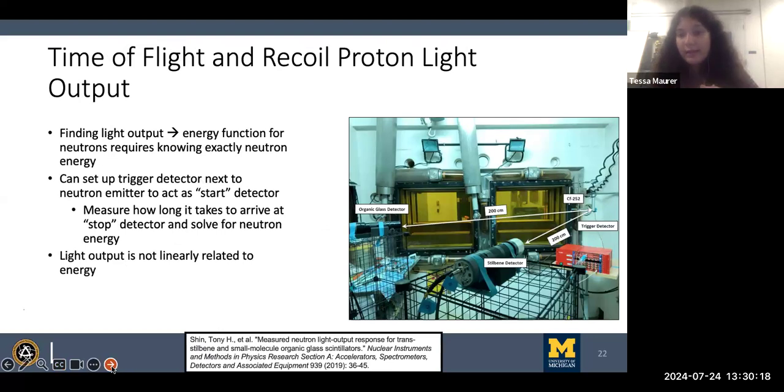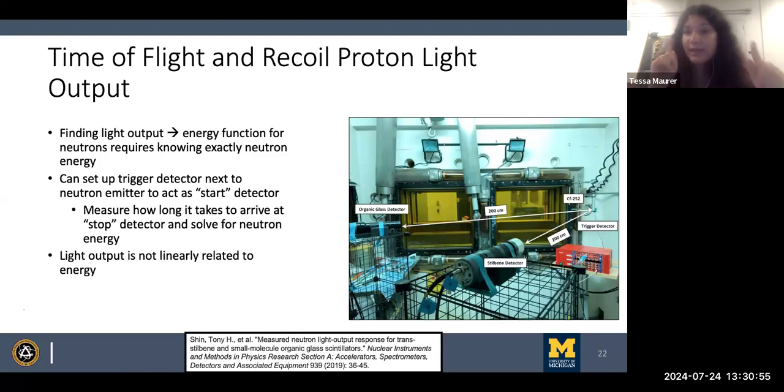This shows a setup from a paper by Dr. Tony Shin. It's a little bit hard to tell, but it's labeled. There's a trigger detector right next to a neutron emitting source, in this case californium-252. Then you can place the detector a known distance away. The idea is that your trigger detector will initially detect a neutron, and that neutron would then scatter, go into the other organic detector, and trigger.